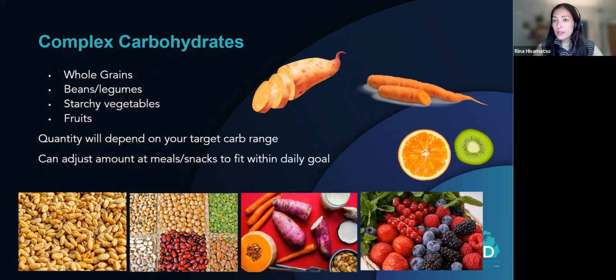Now, the quantities will depend largely on the individual's carbohydrate range. And the amounts can be adjusted based on what meal they're having, as long as it fits within their daily carbohydrate goal. And so this is where it becomes very useful to have a tracking tool or tracking resource to help them tally up their carbohydrates throughout the day.